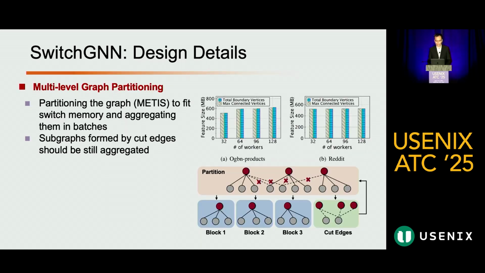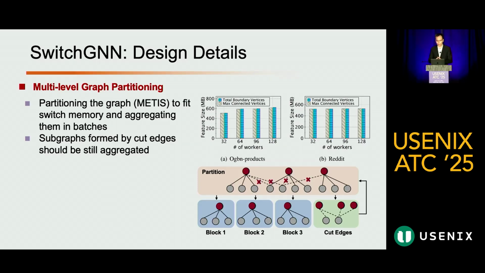Now, let's look at the aggregator memory challenge. Boundary vertices tend to form large connected clusters, like the one shown on the slide, and these clusters require more aggregator memory than what the switches have available. So we first break the boundary dependencies by partitioning the graph into memory-sized blocks and transmit them in batches. We use a graph partitioning tool called Metis to break large clusters into smaller blocks, block 1, block 2, block 3, and so on, that fit inside the switch memory to avoid overflow.